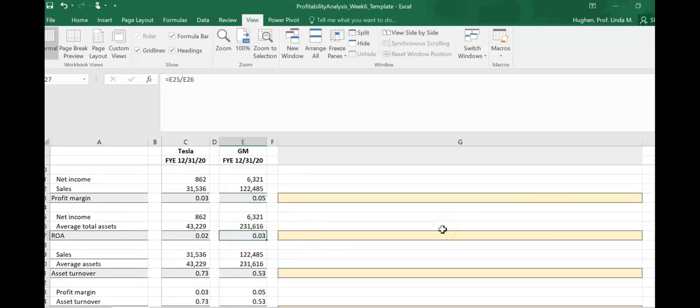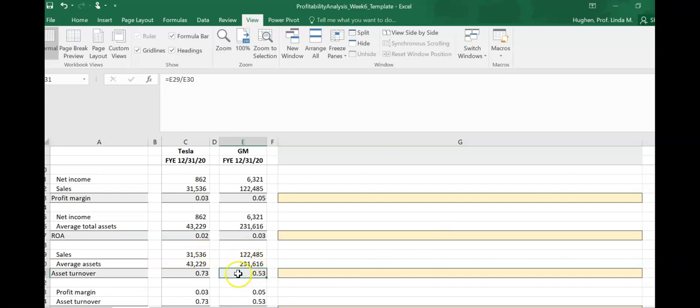ROA, we see that GM has a higher ROA. For every dollar invested in assets, the company earned 3 cents in net income. Let's try to understand that number a little bit more by looking at asset turnover and profit margin. So we know GM's profit margin of 5% is higher than Tesla's. But we see here GM's asset turnover is quite a bit lower.